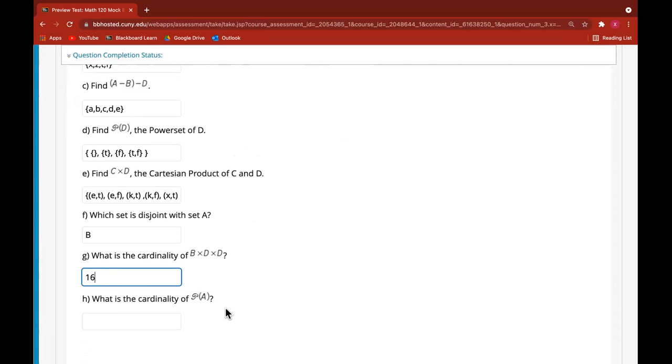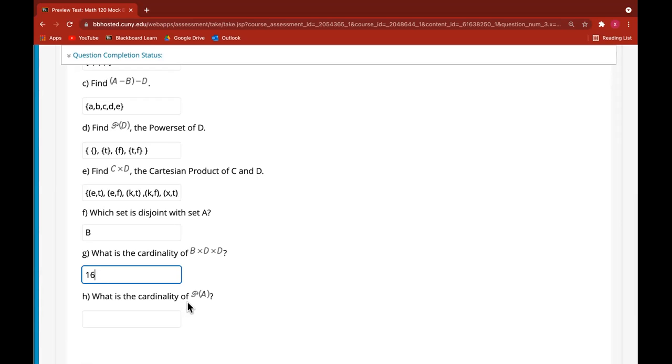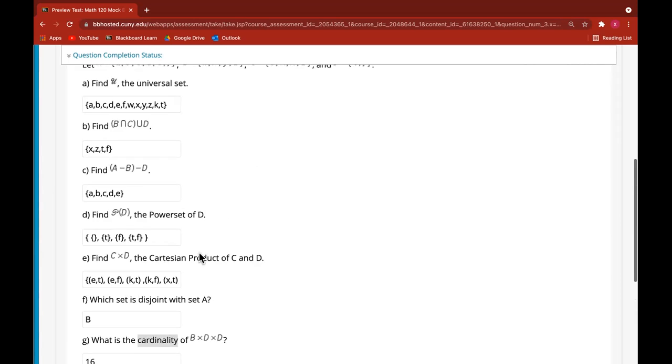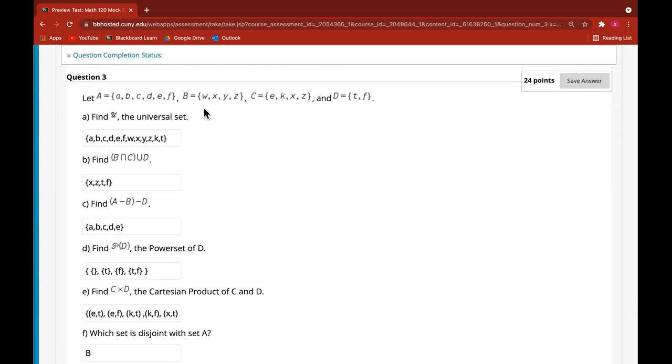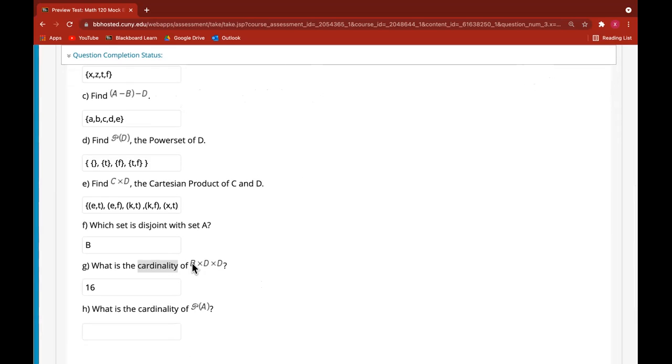Can you do the last one? Can you do G again? I'm sorry. Okay, so this we want to find the cardinality, which means the size of B cross D cross D. And we know the cardinality of the Cartesian product will be just the cardinality of each one, and you multiply it. So we know the cardinality of B is 4. Cardinality of D is 2. So we have 4 times 2 times 2.